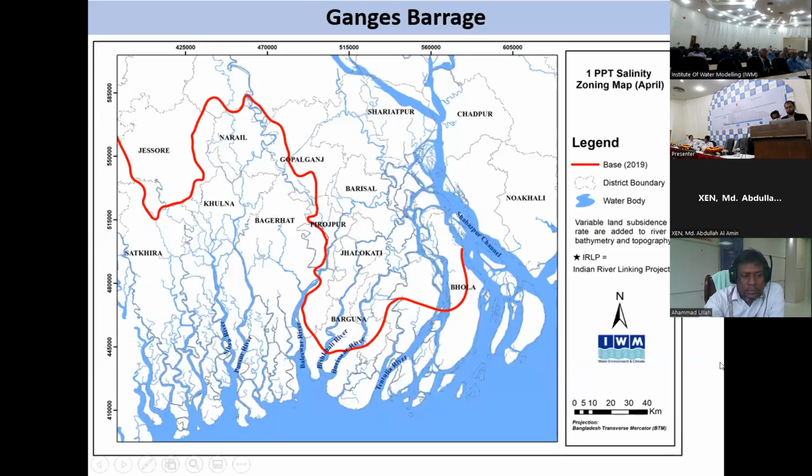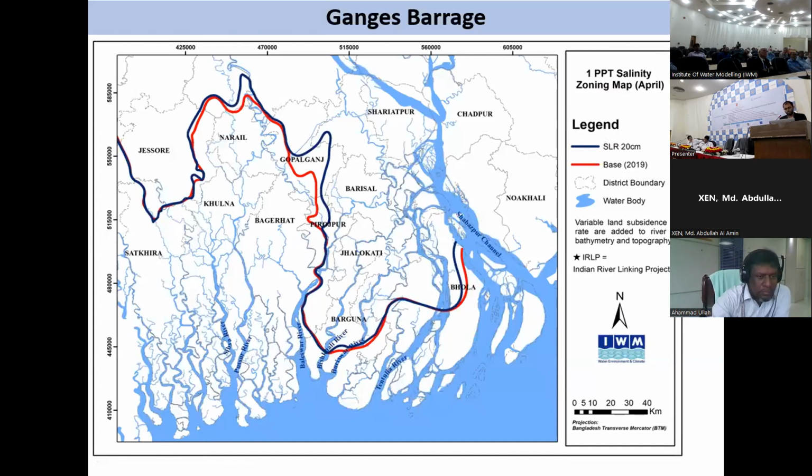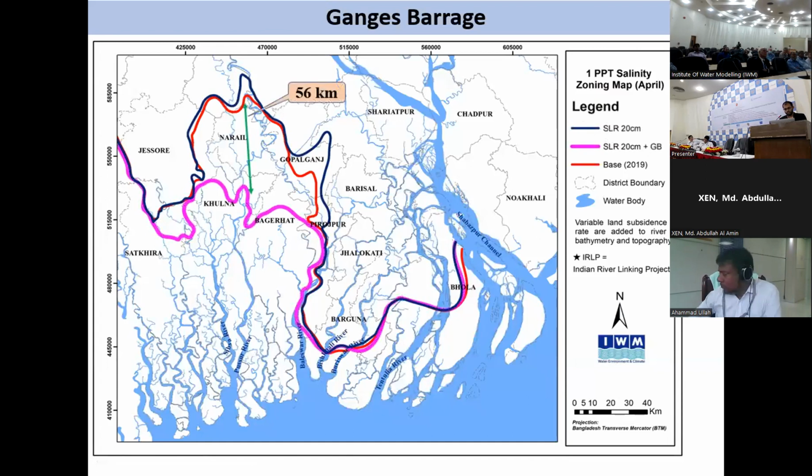And let's see how things will behave during climate change condition. As previous, the red line is the 1 ppt salinity line during April, and the blue line is the sea level rise condition without intervention. And if we apply the Ganges barrage condition with 20 centimeters sea level rise, then we can see the 1 ppt salinity line during April is moved downward by 56 kilometers along the Gorai River.